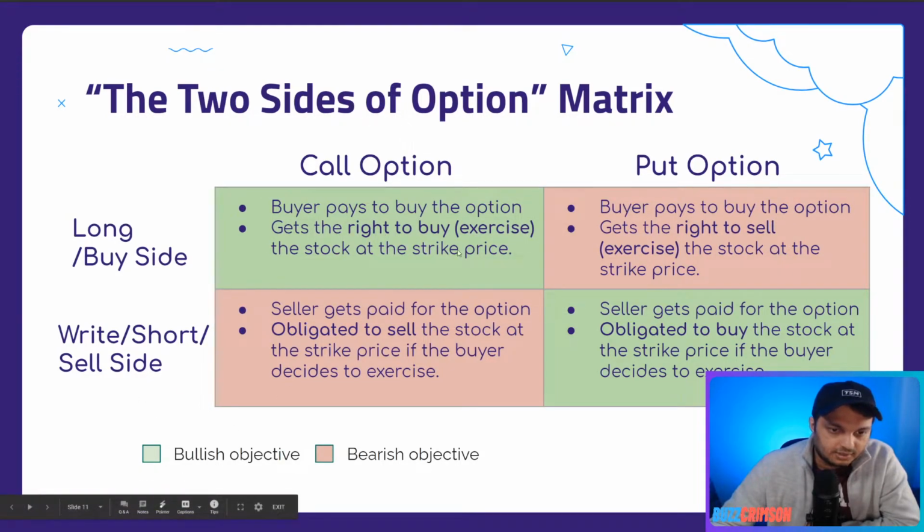Again, I color schemed it so you know that this one is a bullish objective. This one, I would buy a call option if I'm bullish. I would sell a put option if I'm bullish. Vice versa.